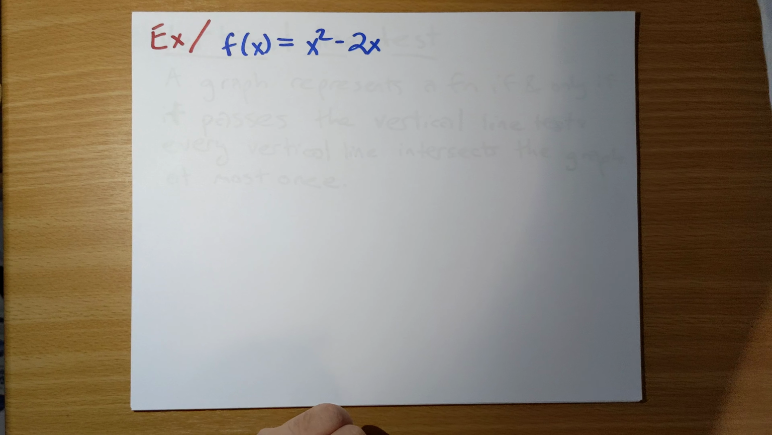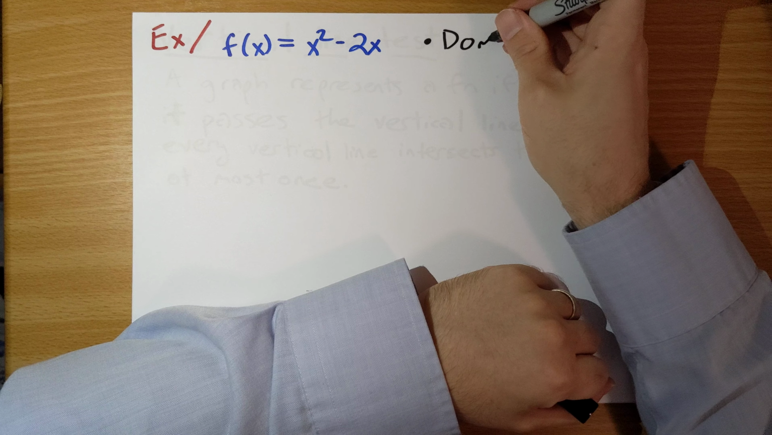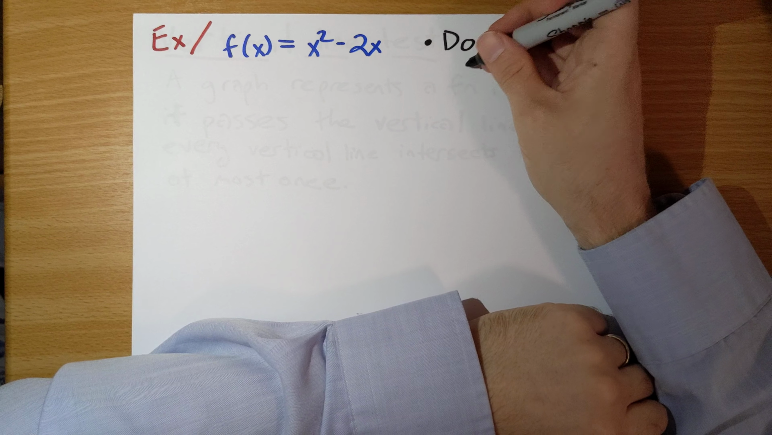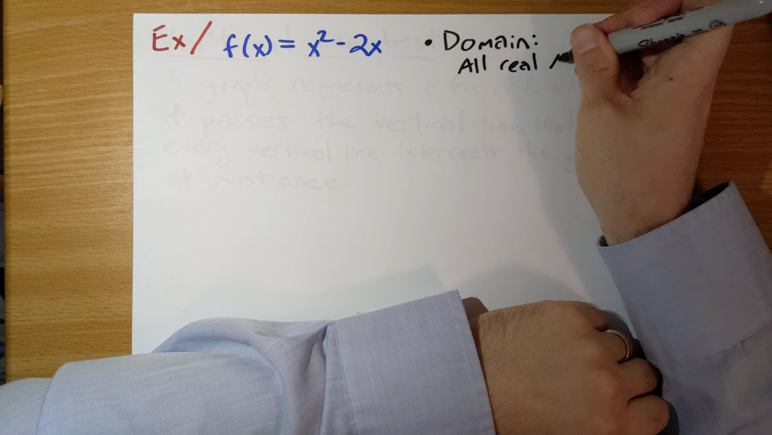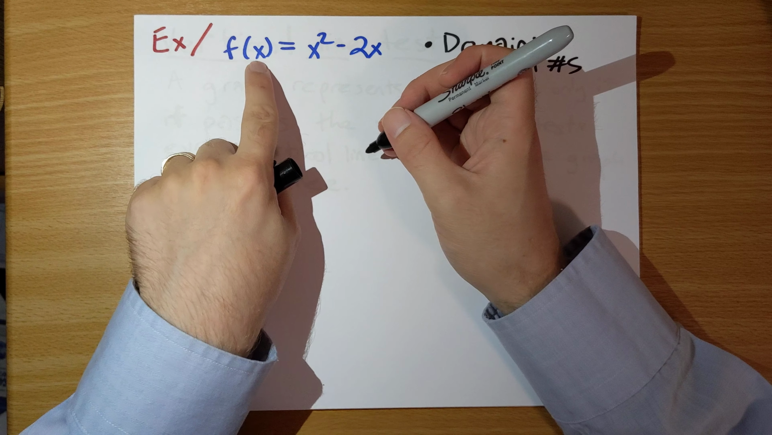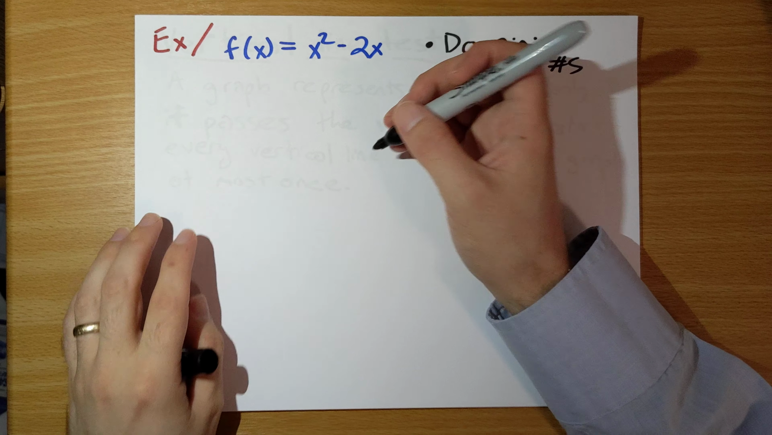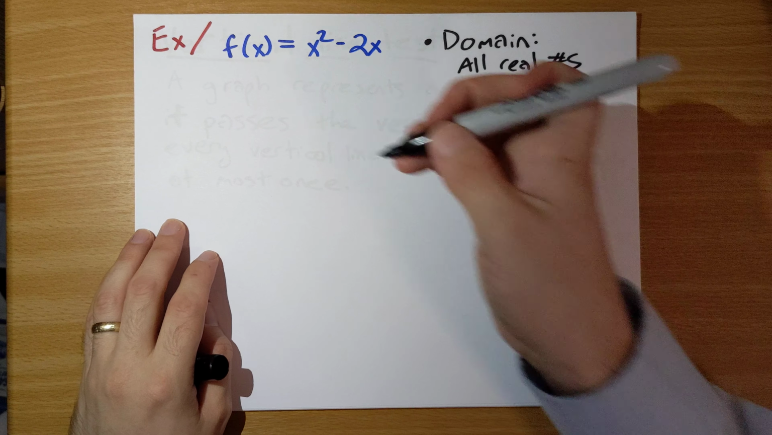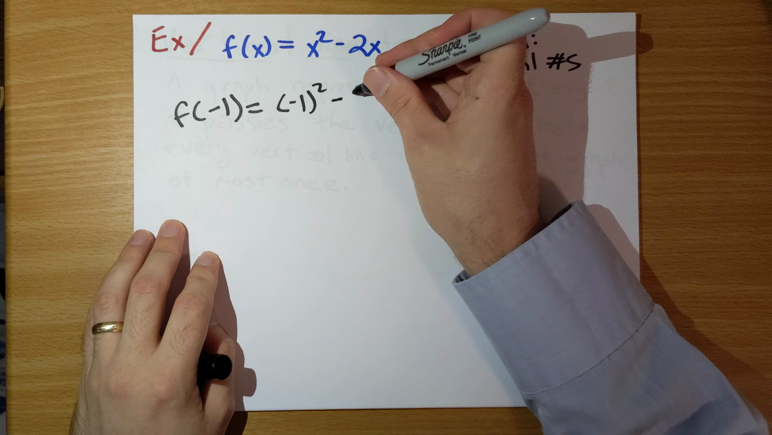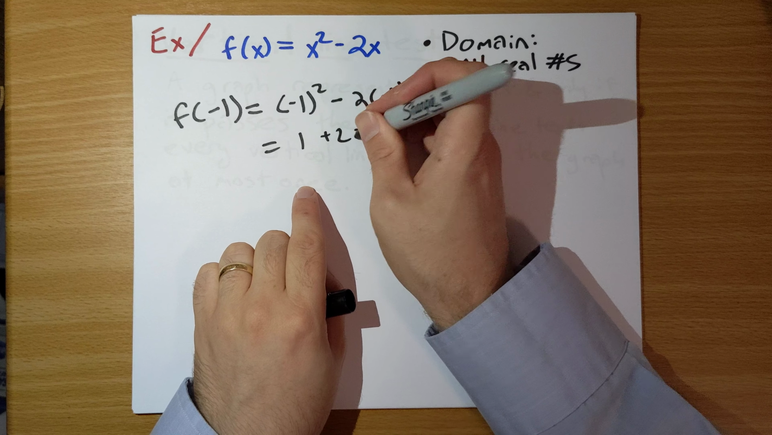f of x is equal to x squared minus 2x. The domain here is going to be all real numbers. We can put in any real number that we want to. Right now, the argument here is x, but we can put in different arguments. For example, f of negative 1 would be negative 1 squared minus 2 times negative 1. So that would be 1 plus 2, which is equal to 3.